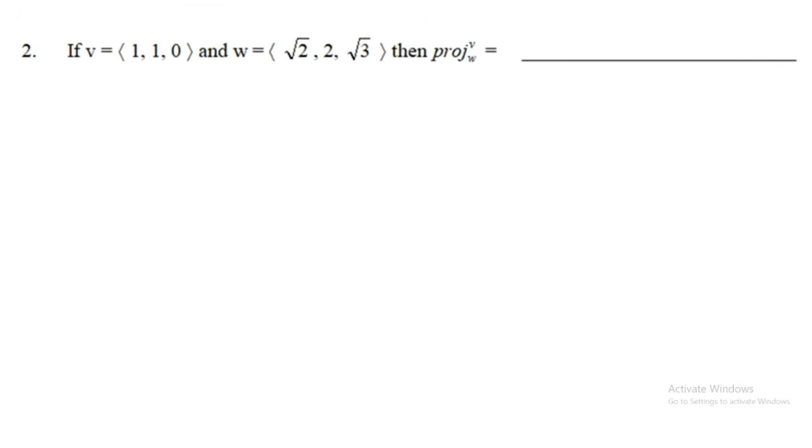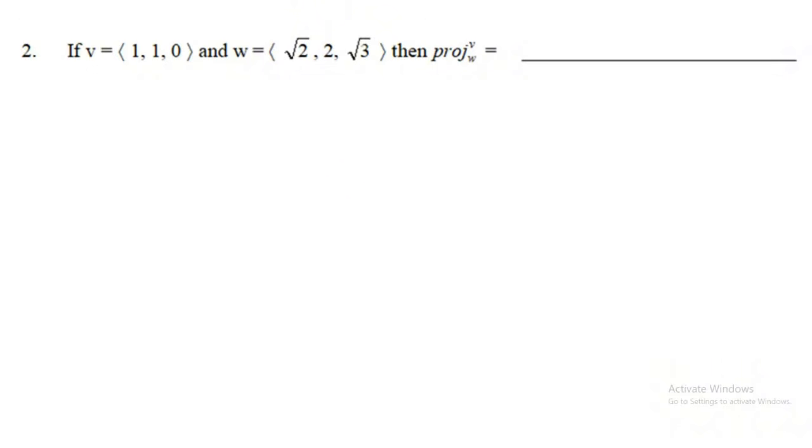So next from this, we have question number 2. And question number 2 says, suppose you are given a vector v with components 1, 1, 0, and w with components radical 2, 2, and radical 3. So you are asked to find the projection of vector v on w.